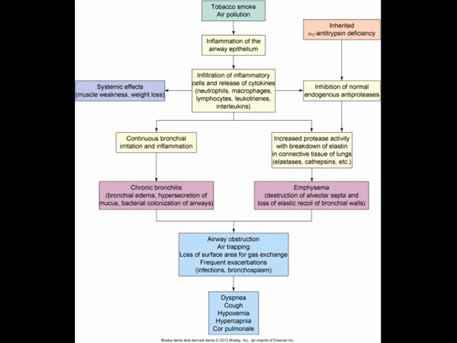Both of these things together or separately, the patient may only be diagnosed with emphysema but may also have mucus production. The patient may be diagnosed with chronic bronchitis but also have lung destruction. So these things go hand in hand, and together they cause airway obstruction and air trapping, and loss of surface area in the lung for gas exchange, which means that we're going to have hypoxemia and hypercapnia. We can also develop a cough, dyspnea, and cor pulmonale, which is another name for right-sided heart failure.